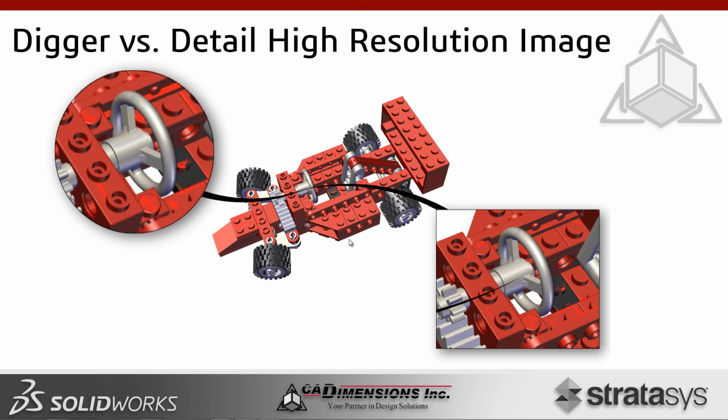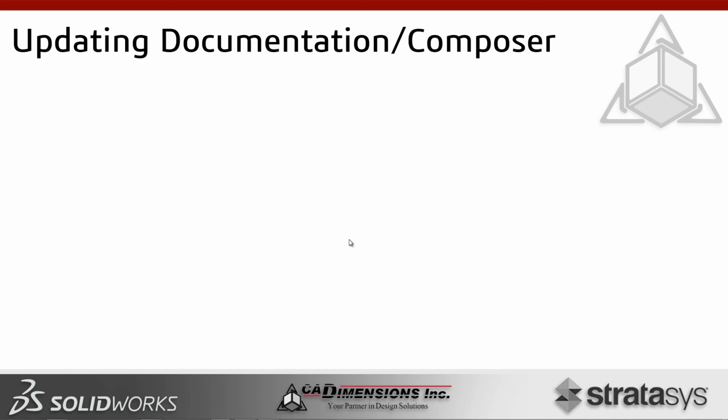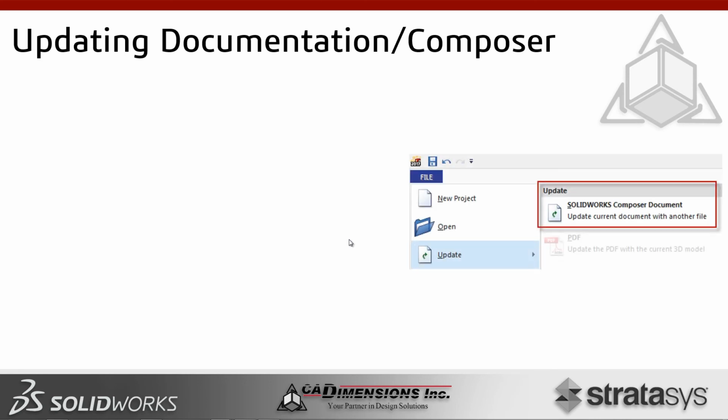So now the last thing that I want to talk about is updating your documentation. So what happens inside of SOLIDWORKS or Composer if the SOLIDWORKS model's changed? So inside of Composer, you go to File, Update, and you just say Update the current document. You click on there, you then browse to the file, and you click on the file, and it updates. Now you can also update other Composer files, but you can just use the SOLIDWORKS file itself. So if you have access to the SOLIDWORKS files, you can do that, and it will then update everything in Composer.